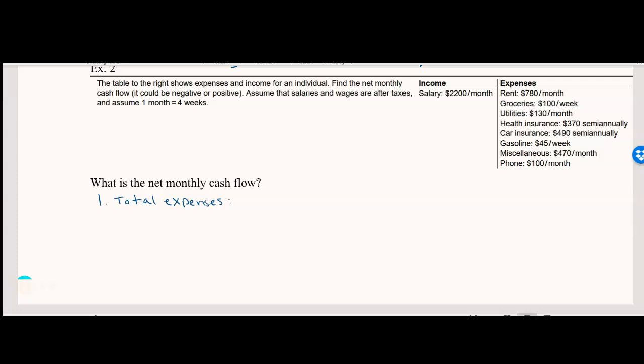That is $780 a month. So $780, and that's already by a month. That's what we want. Plus, now the groceries is $100 per week. So we're going to assume 4 weeks in a month. That would be 100 times 4, remember, we're averaging monthly.